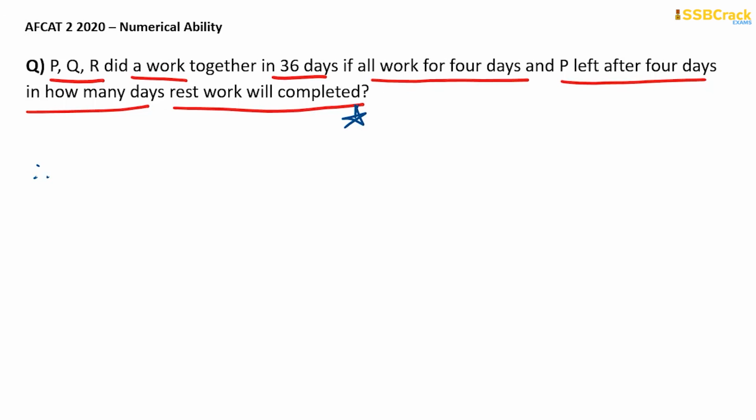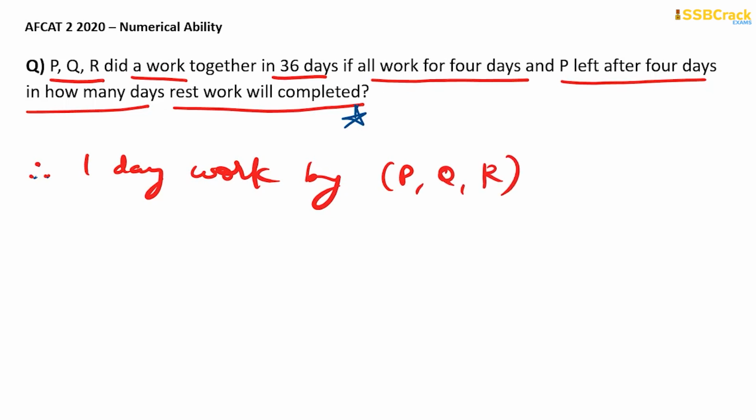We'll calculate this first of all by noting the 1 day work by all 3 together. So the 1 day work by the 3 persons P, Q, R will be 1 by 36th part, because as you noted in the question, they take 36 days together to complete the task. So in 1 day they will do 1 by 36th part of work, right?